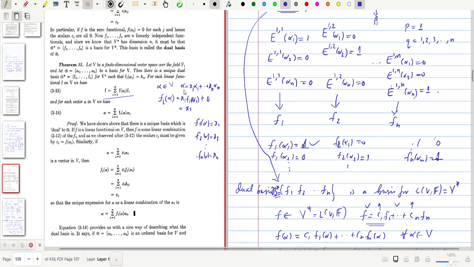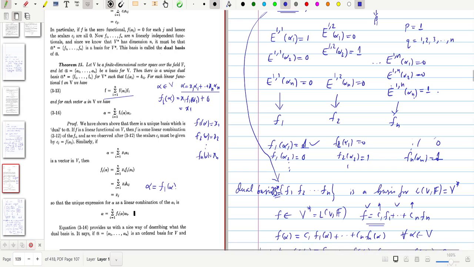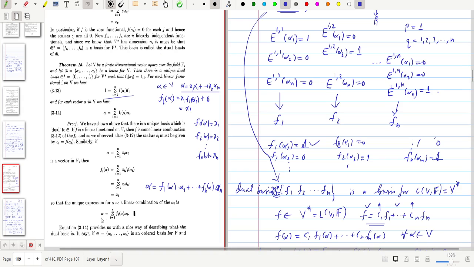So once you write alpha as a linear combination of alpha 1, alpha 2, and so on, the xi's are nothing but fi of alpha. Then any alpha can be written as f1 of alpha times alpha 1 plus etc. fn of alpha times alpha n. So any alpha can be written as the summation i equal to 1 to n fi of alpha times alpha i. These are the interesting connections between a dual basis and a basis. So this proves theorem 15.